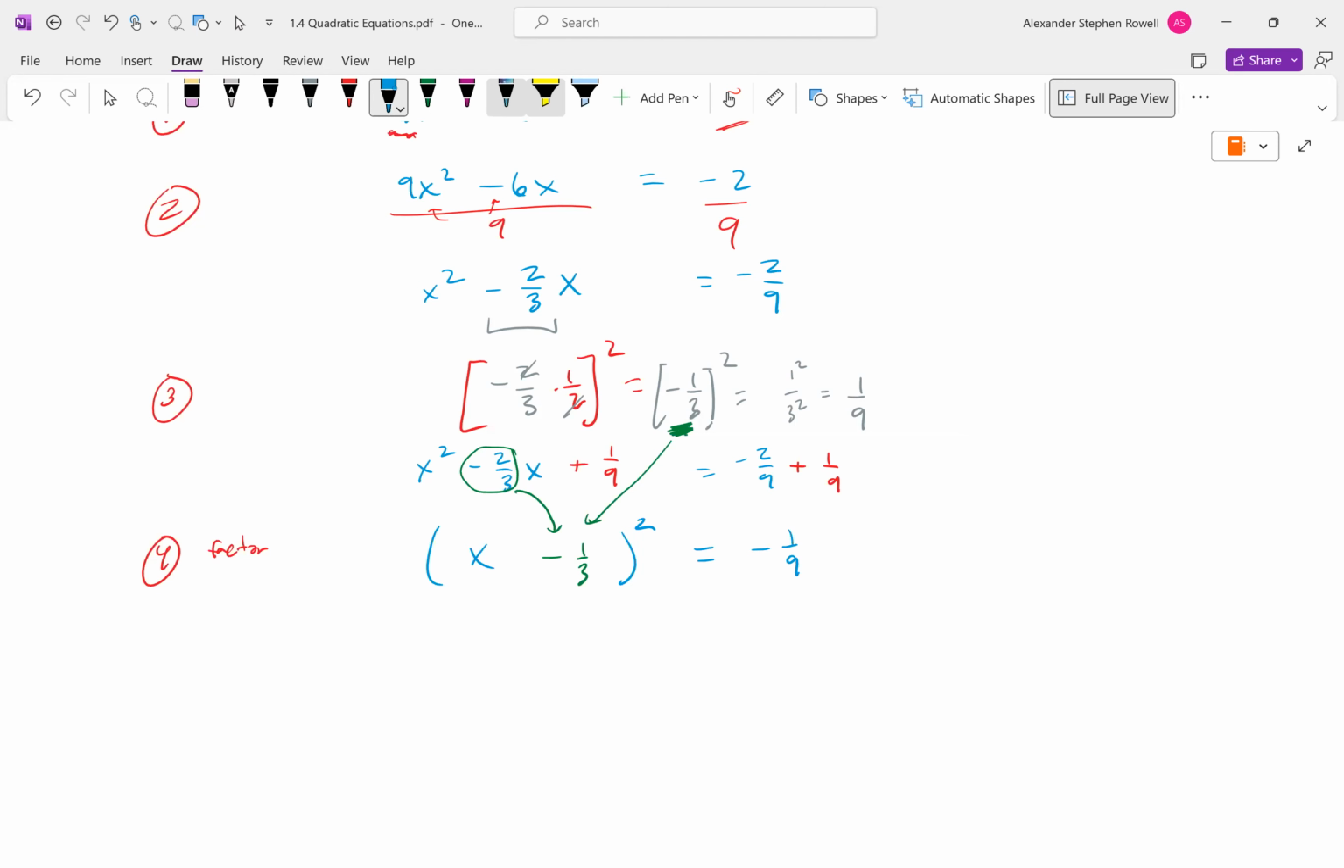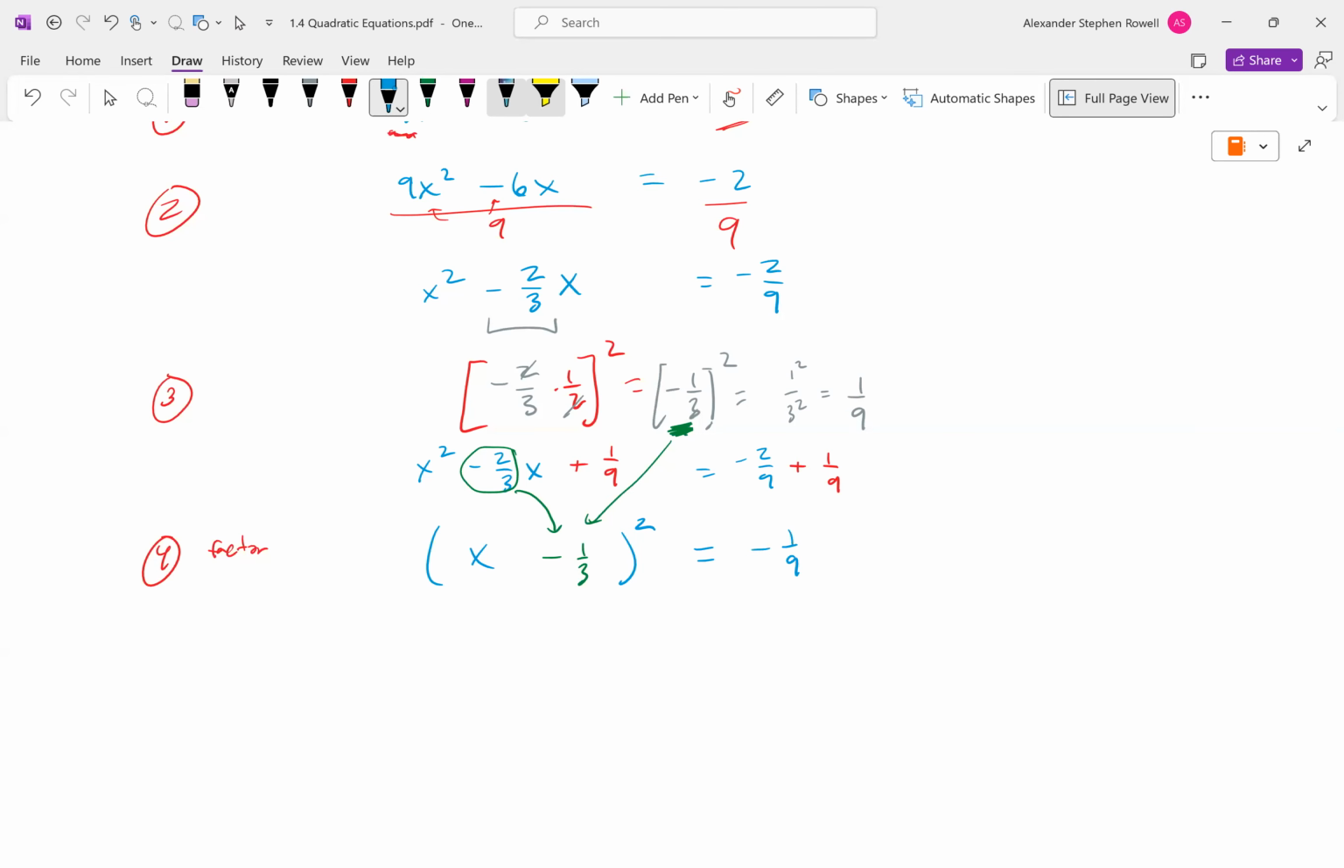And you can double check. How we double check is we say, well, what's negative 1/3 plus negative 1/3? Negative 2/3. It's negative 1/3 times negative 1/3, positive 1/9. Okay. Any questions so far?